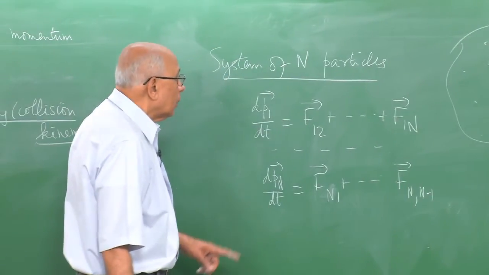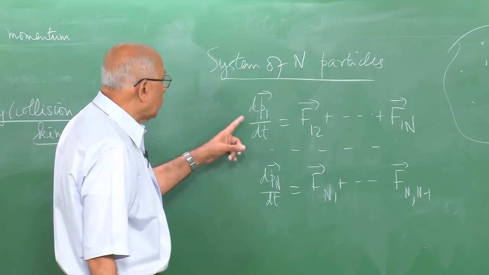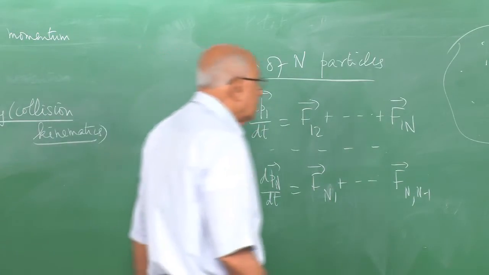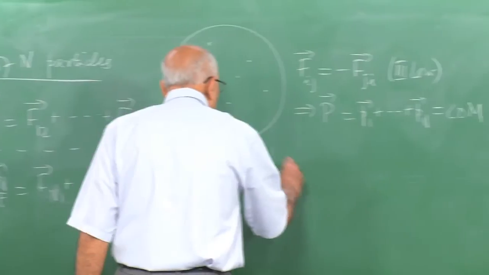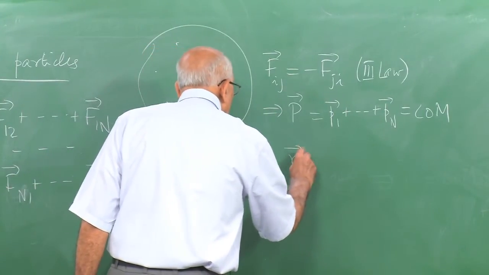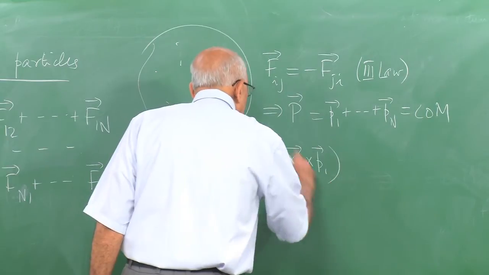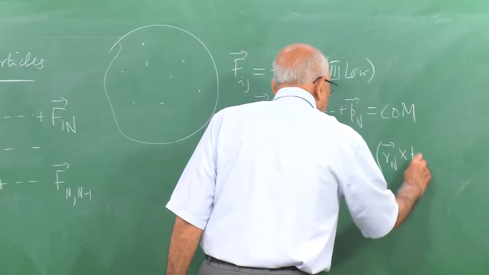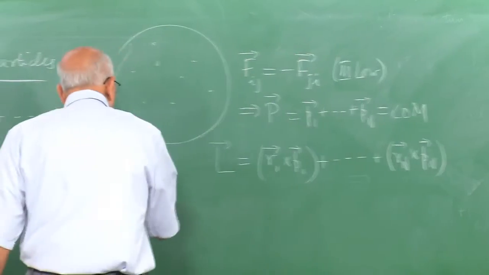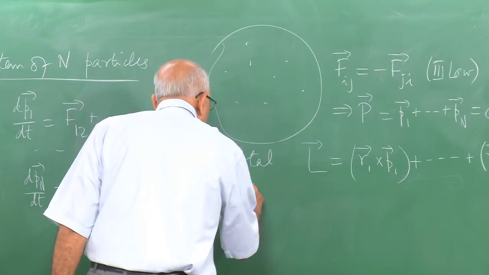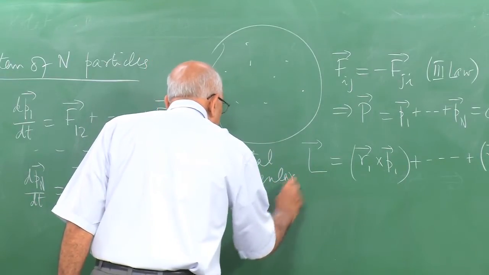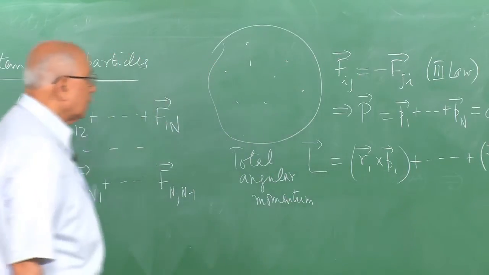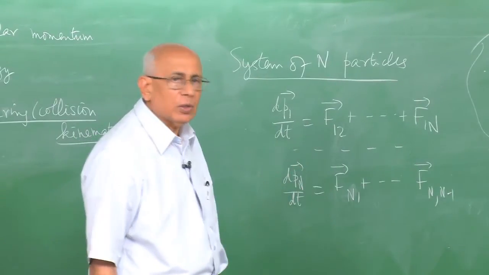What else can we say? Well, we already saw last time that if I took r cross this quantity, then if I define the angular momentum L, the total angular momentum, to be equal to r1 cross p1 plus etc. plus rn cross pn. This is the total angular momentum about the origin. By definition, and I ask, how does that change as a function of time?